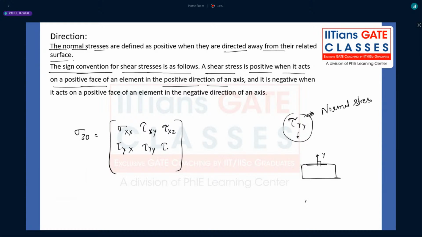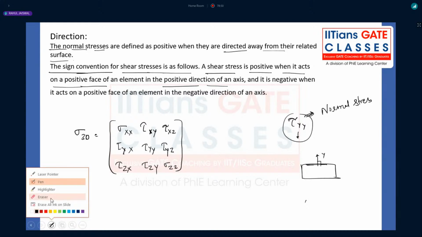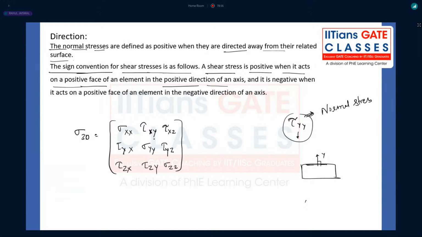That will be tau yz, tau zx, tau zy, sigma zz. Or let me write once again here also, otherwise some of you might be confused. So let me write sigma yy. Now here, indirectly, this first row is representing the x plane. This is representing the y plane, as you can see.